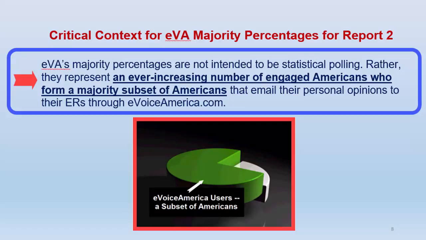Critical context for EVA majority percentages for Report 2. EVA's majority percentages are not intended to be statistical polling. Rather, they represent an ever-increasing number of engaged Americans who form a majority subset of Americans that email their personal opinions to their ERs through eVoiceAmerica.com.